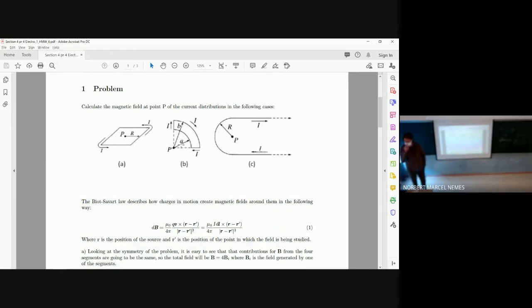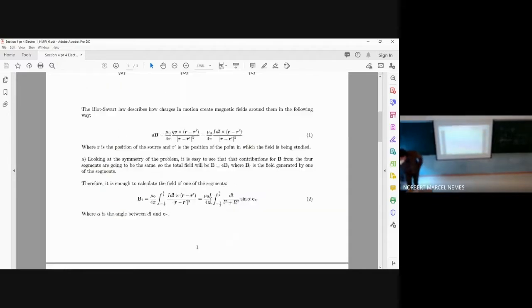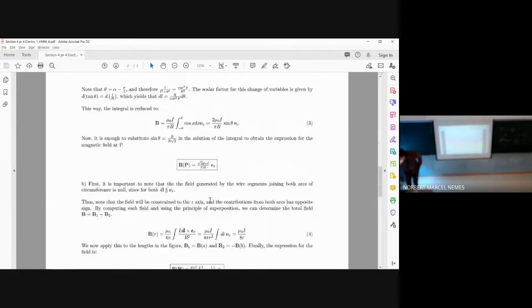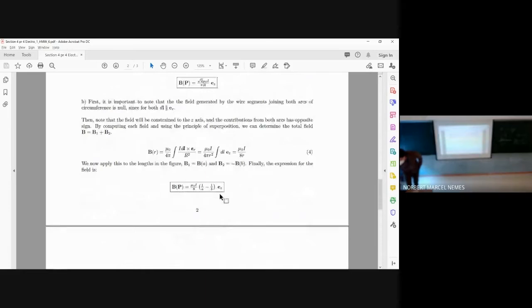For the circular segments, we don't need to integrate, right? Because the dl and the observation vector are perpendicular, so there is no angle problem between them. And the length, r minus r prime squared, is also constant. So we will have to multiply simply by the length of the segment. The two segments will have opposite signs because the current runs opposite. Taking all this together, here is the result.